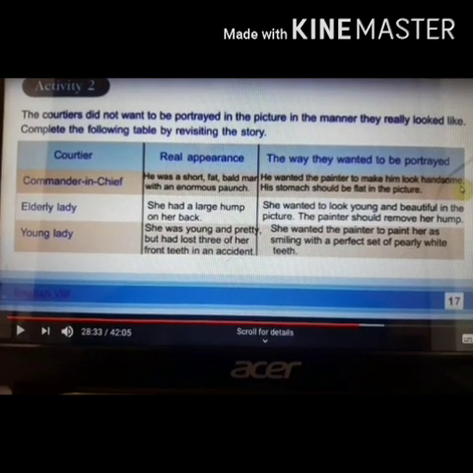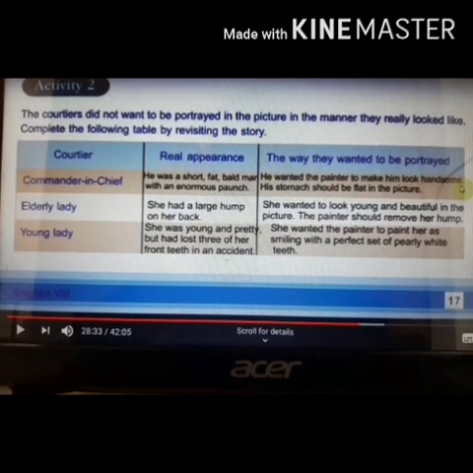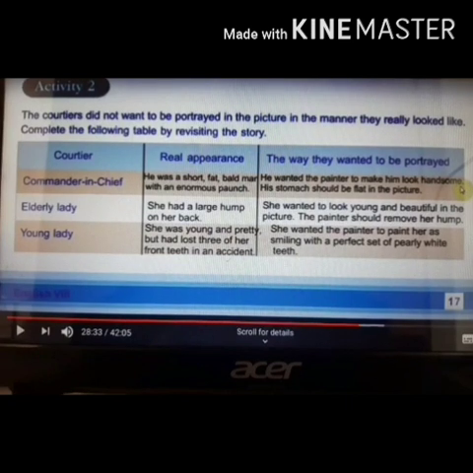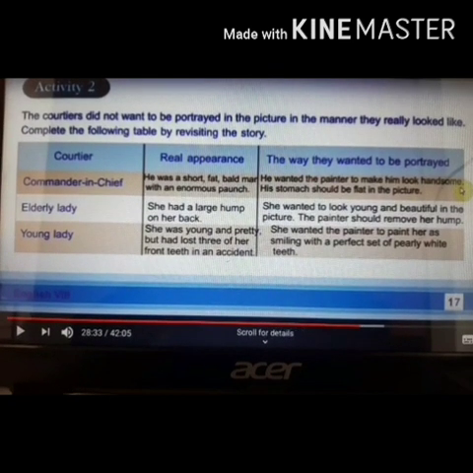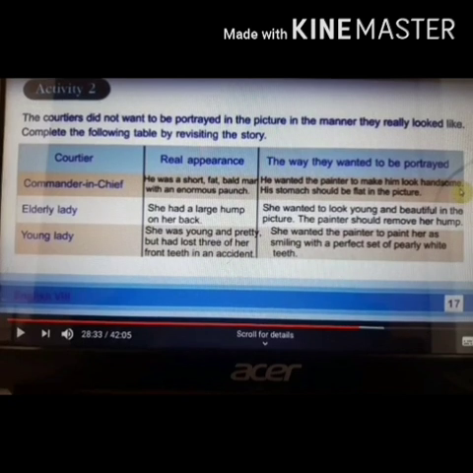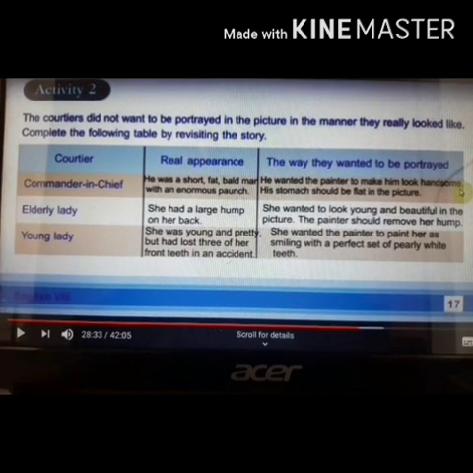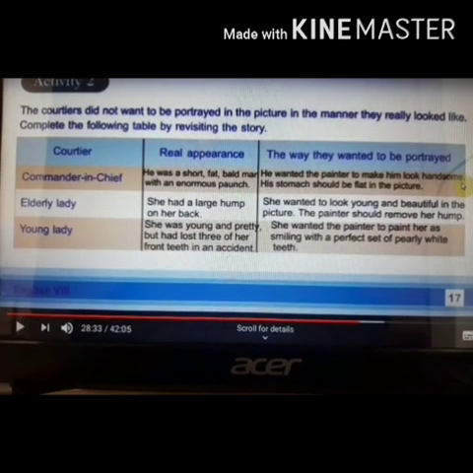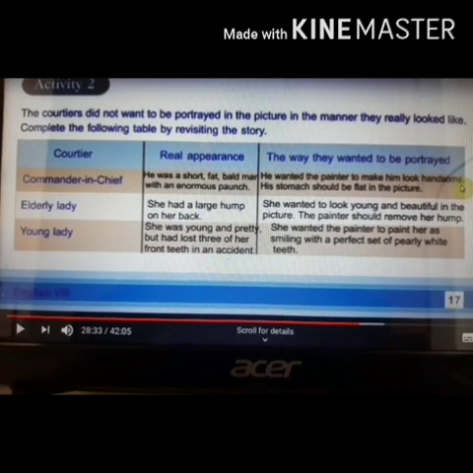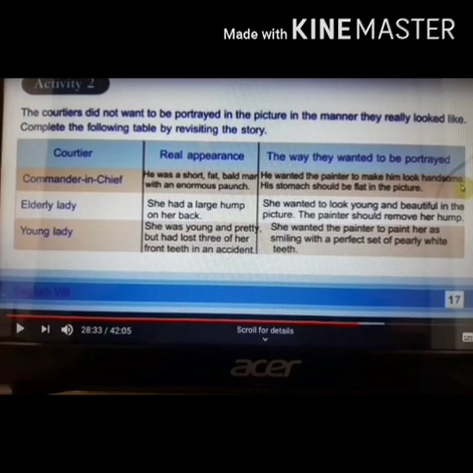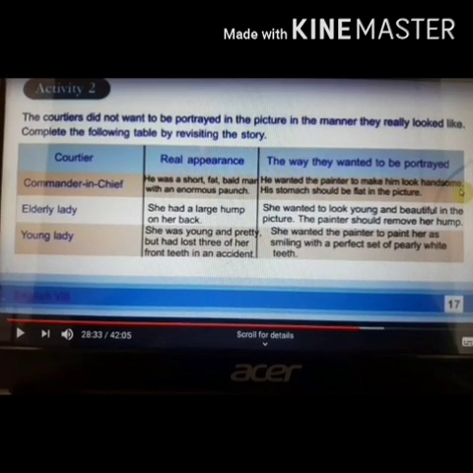Elderly lady. She had a large hump on her back. She wanted to look young and beautiful in the picture. The painter should remove her hump. The young lady. She was young and pretty but had lost 3 of her front teeth in an accident. She wanted the painter to paint her as smiling with a perfect set of pearly white teeth.